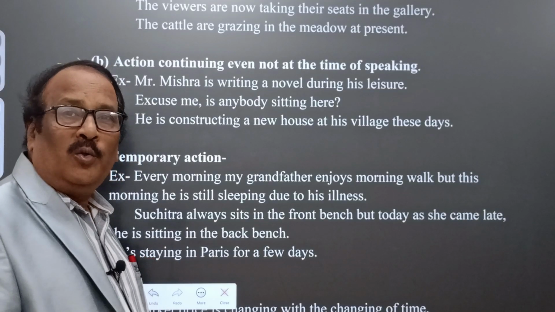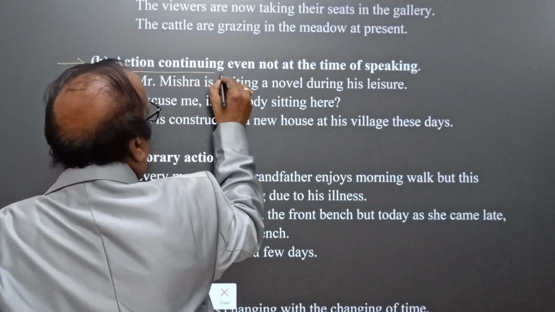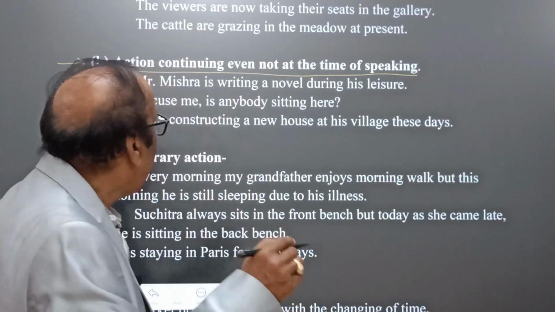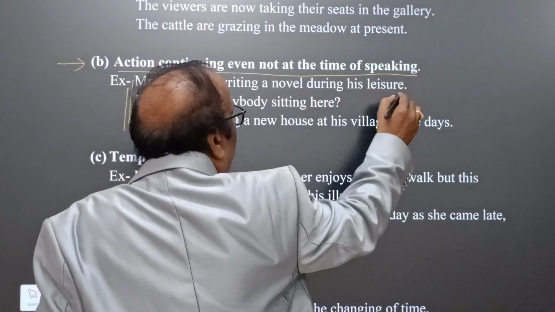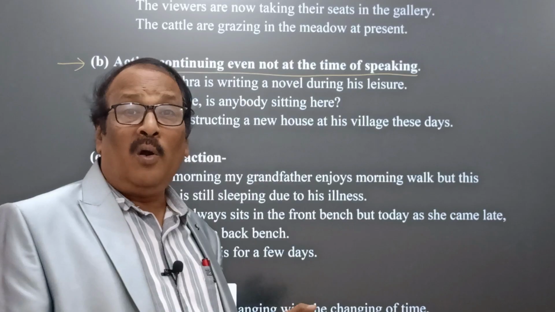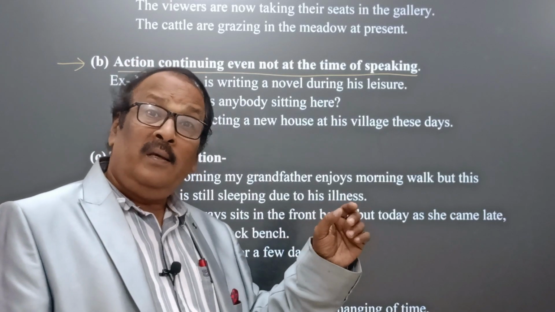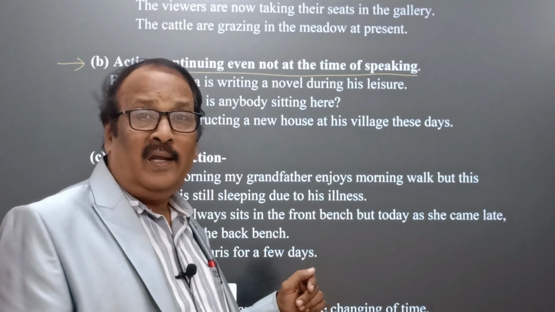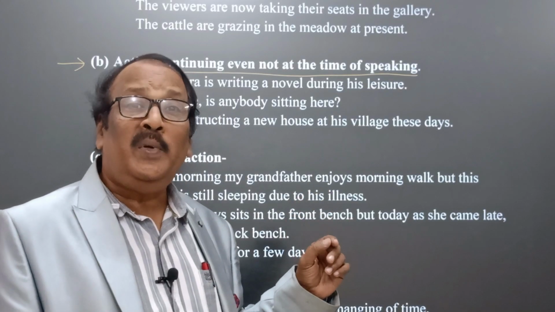Present progressive is also used in the case of action continuing even not at the time of speaking. How? Let's see. Mr. Mishra is writing a novel during his leisure. It means Mr. Mishra is not writing at present. Whenever he is at leisure, at that very moment he is writing his novel. It is not happening at the time of speaking.